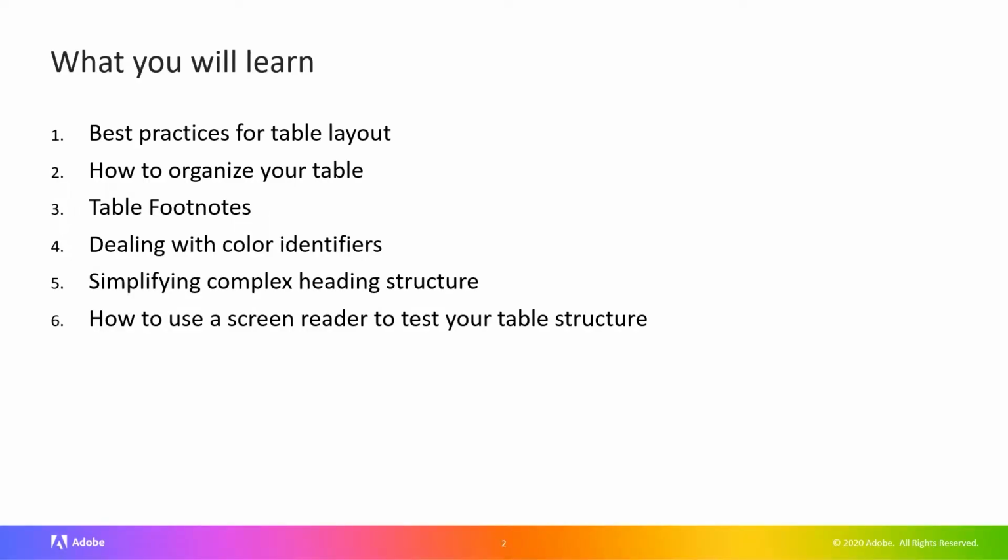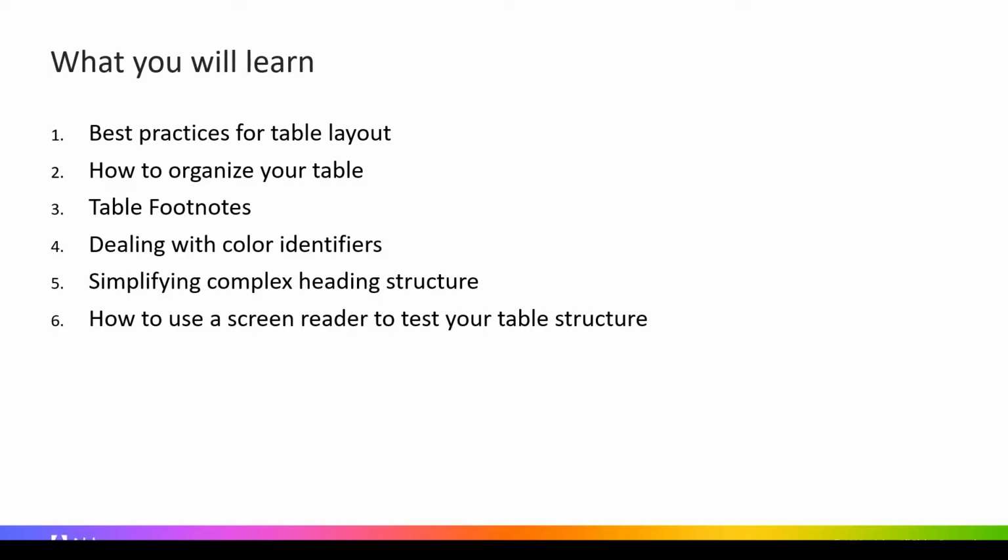In this session, you're going to learn best practices for table layout. You're going to learn how to organize your tables correctly, how to deal with table footnotes, dealing with color identifiers, you know, those cells where red means this or blue means that, and simplifying complex heading structures. This is one of those things that I think a lot of people struggle with: how do I make my table simpler so that I don't have to do so much remediation on the back end?